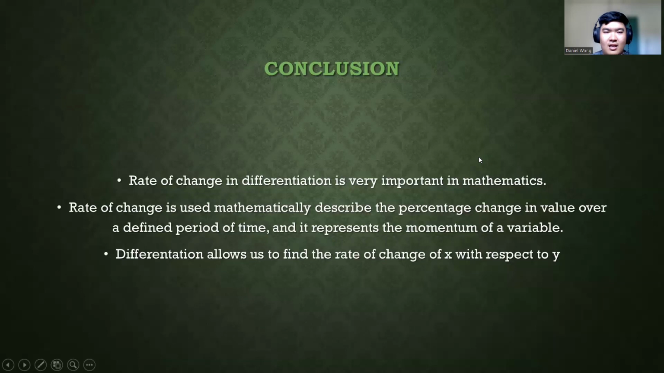So lastly, in conclusion, rate of change in differentiation is very important in mathematics. Rate of change is used to mathematically describe the percentage change in value over a defined period of time, and it represents the momentum of a variable. Differentiation allows us to find the rate of change of x with respect to y.